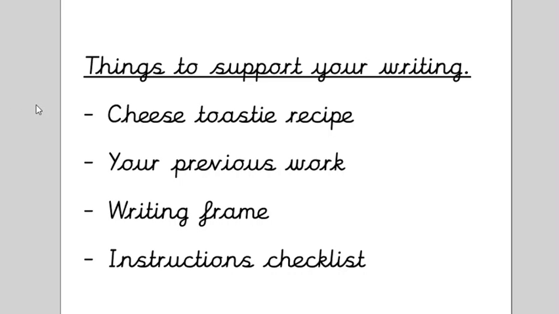So, like I said yesterday, the things that you can do to support your writing is look at the cheese toasty recipe from last week. You could also use your previous work. I think that's helped a lot of people because they've already got the bank of phrases, bank of sentences that they can go back to. You can use the writing frame, which is going to give you less support today because I really want to challenge you with using your time adverbials. And then finally, you can use the instructions checklist, which we're also going to use at the end of our writing, and I'll show you that in a second how we're going to use it.